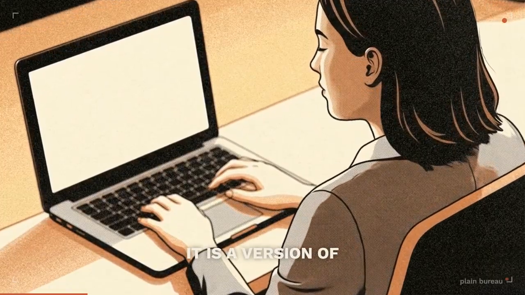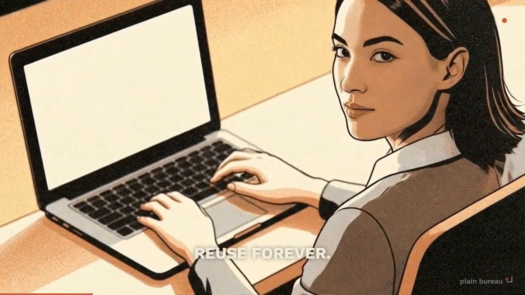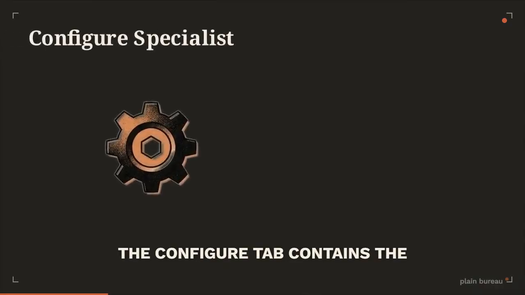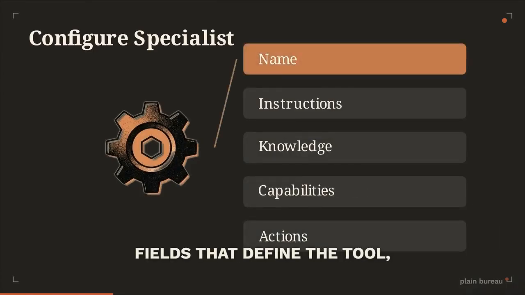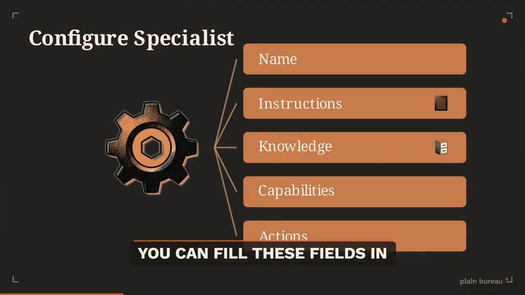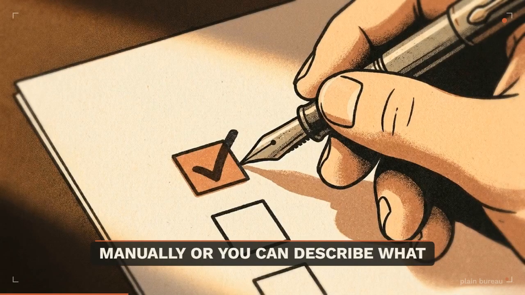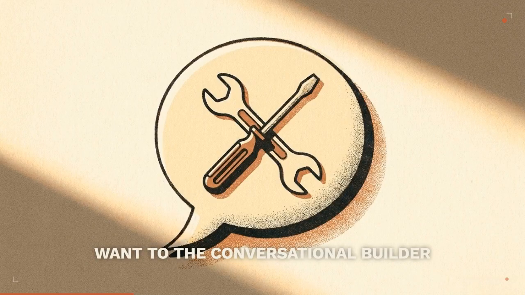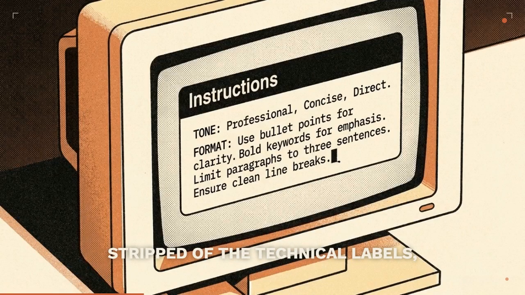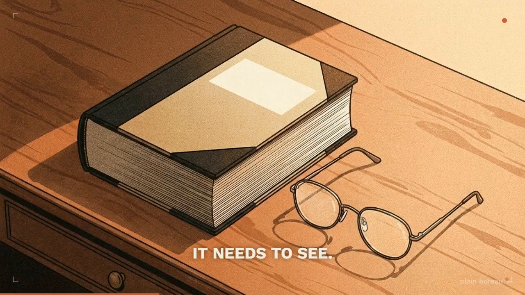It is a version of ChatGPT you configure once and reuse forever. To build one, you go to Explore GPTs in the sidebar and select Create. The Configure tab contains the specific fields that define the tool: its name, instructions, knowledge, capabilities, and actions. You can fill these fields in manually, or you can describe what you want to the conversational builder and let it handle the configuration for you. Stripped of the technical labels, this process is about 2 actions: defining how the AI should behave and providing the reference material it needs to see.